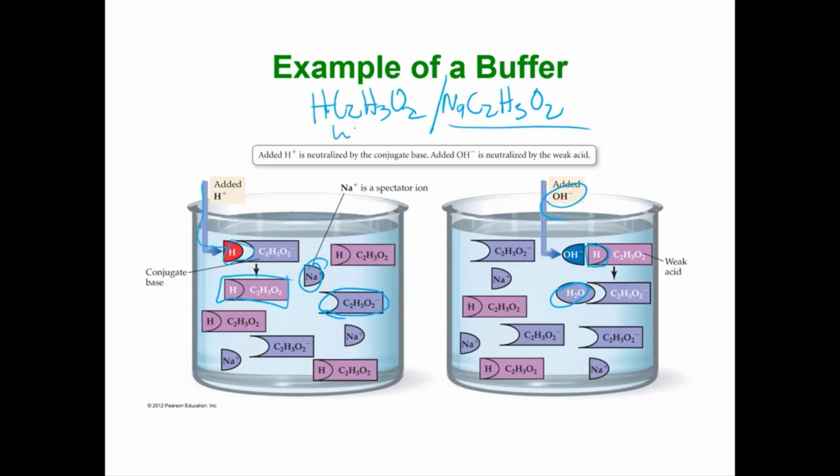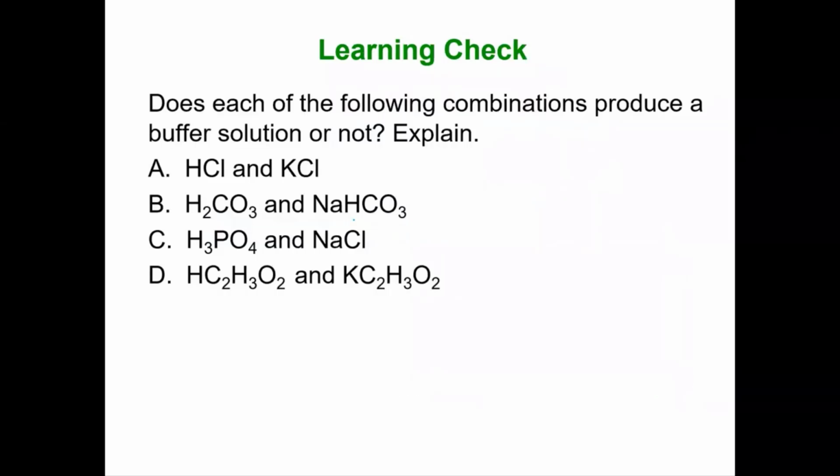The weak acid, right? The weak acid is going to neutralize base that's added, and the conjugate base is going to neutralize acid when it's added. So when I look at this, can I identify if they are buffers or not? So how can I do that? That can't be a buffer. Why? HCl is a strong acid. Strong acids don't make buffers.